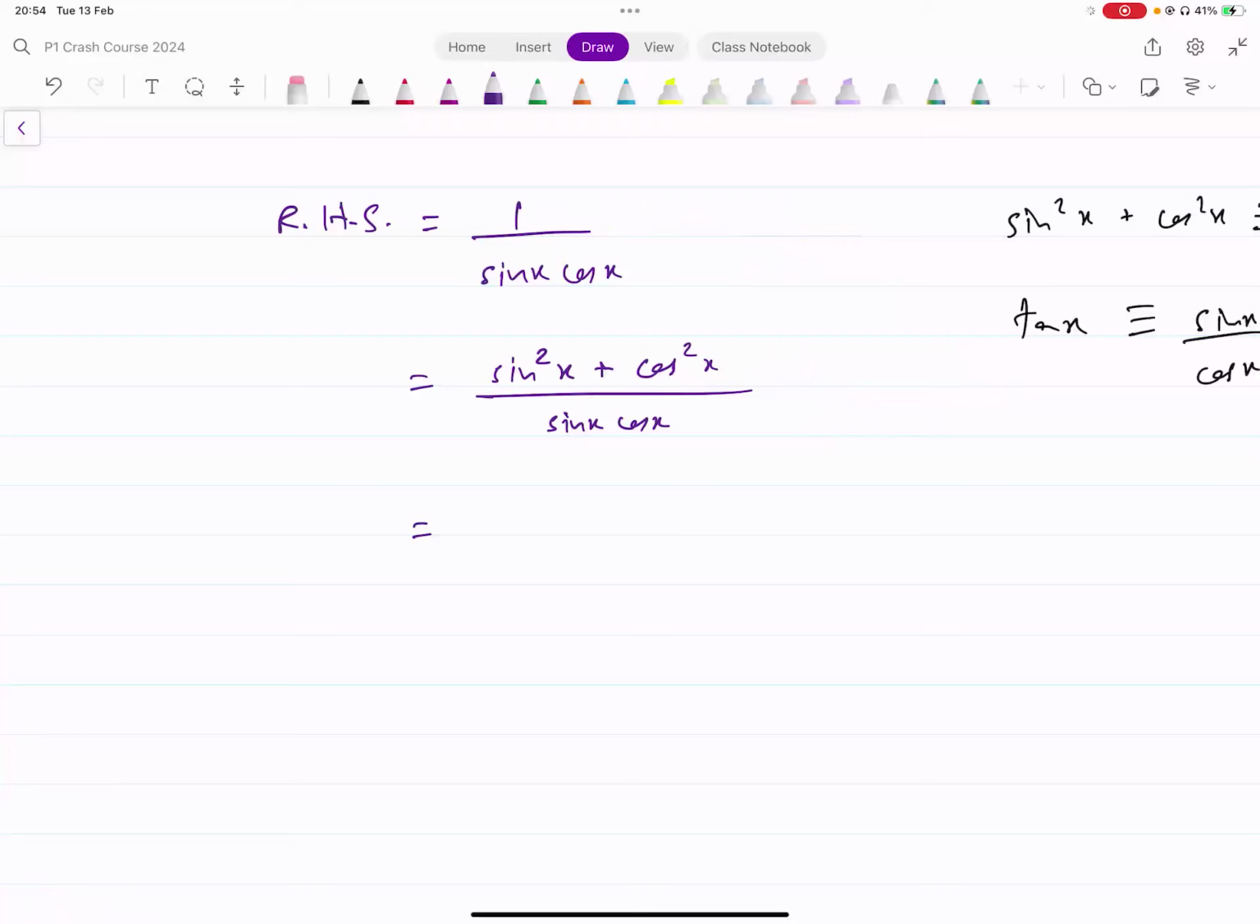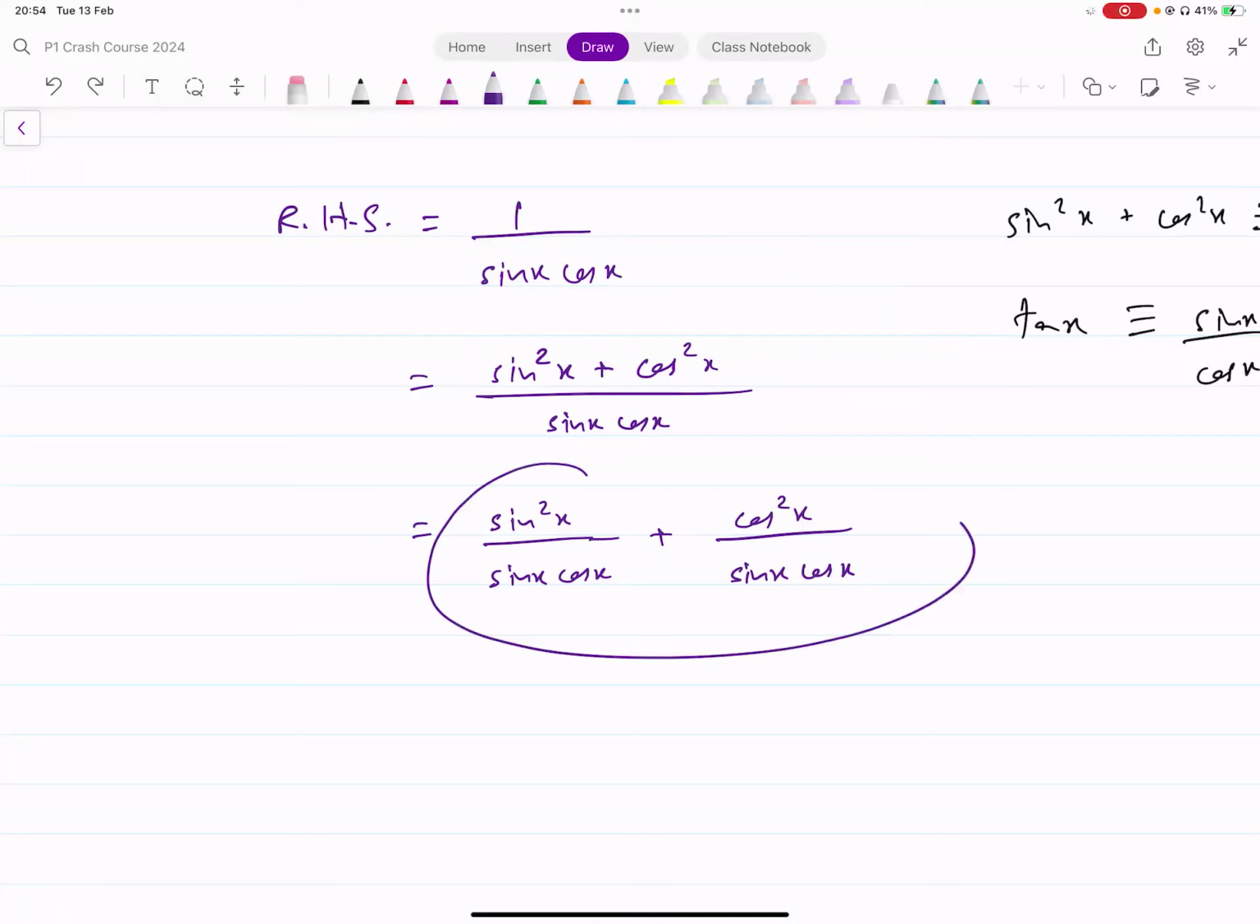And now we break it down. We break the fraction down. We say this is sine square x over sine x into cos x plus cos square x divided by sine x into cos x. Okay? So instead of 1, we write sine square x plus cos square x. And then what we do is we break down the fraction like this into two parts. Right? This separate and this separate. We can break the numerator like this.